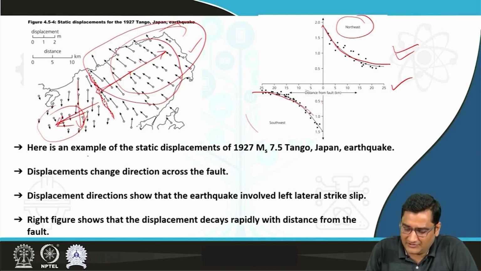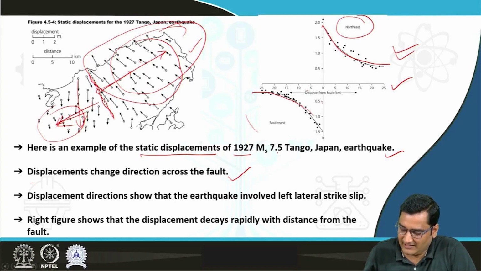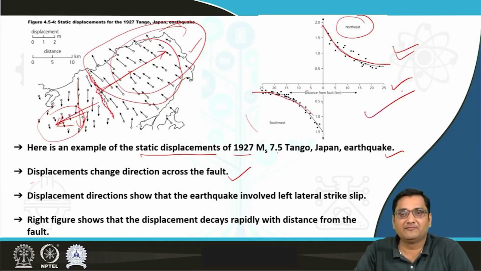This shows an example of the static displacement of the 1927 magnitude 7.5 Tango, Japan earthquake. The displacement changed direction across the fault. Displacement directions show that the earthquake involved a left lateral strike slip fault. The right figure here shows the displacement decays rapidly with distance from the fault.